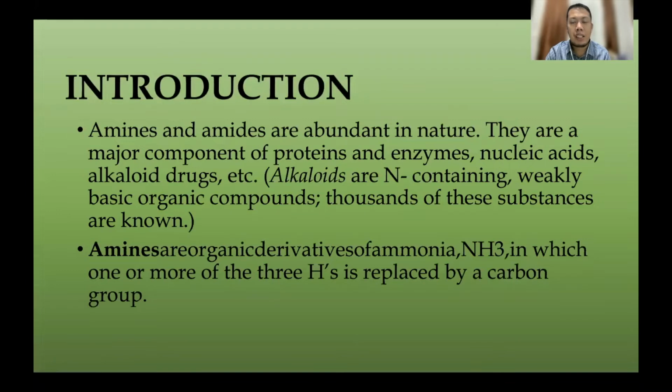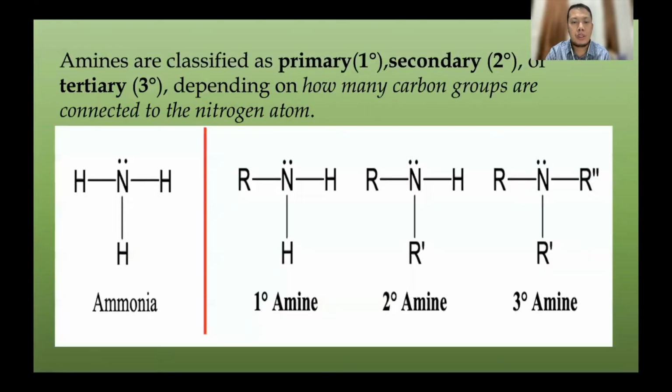Amines are organic derivatives of ammonia, NH3, in which one or more of the three H's are replaced by a carbon group. That's why we have different classifications of amines. We have primary, with only one attached R, which could be an alkene or an alkyl. We also have secondary, with two attached. And then tertiary, wherein all the possible attachments are attached to the nitrogen.